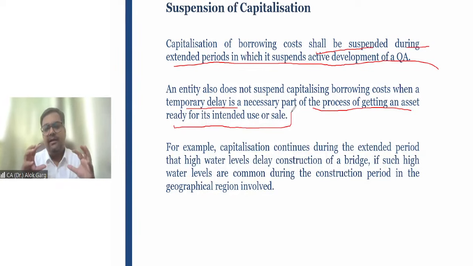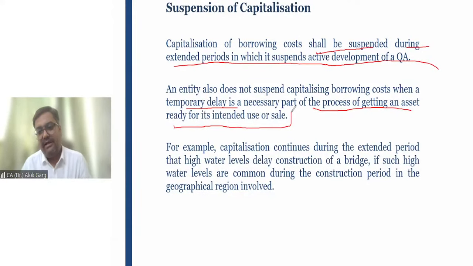But friends, if today you are going to construct a long-term asset, and you are aware on day one that in the location where you are constructing the asset, there will be some periods where the active development will be hampered, right? For example, you are constructing a bridge in Cherrapunji in Meghalaya, and you know that for 2 to 3 months there is heavy rainfall, although rainfall will be there throughout the year. And during those 2-3 months we will not be able to continue the construction.